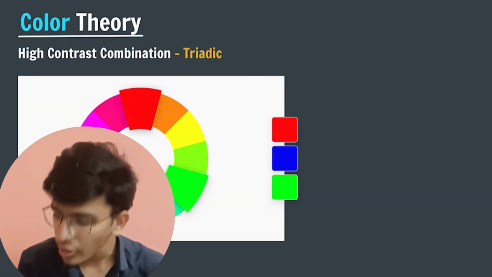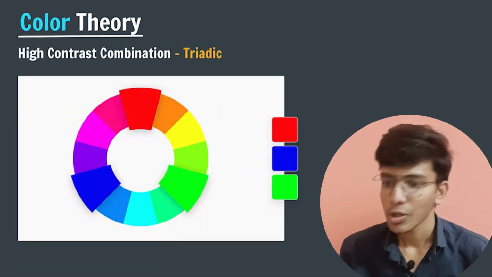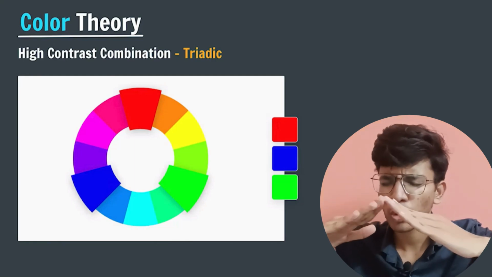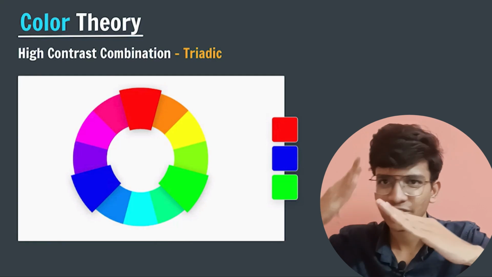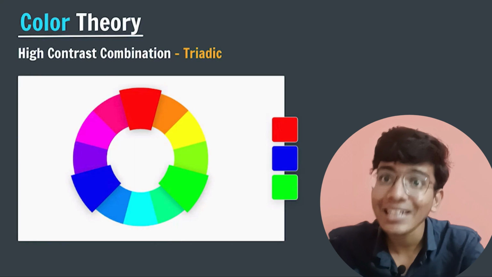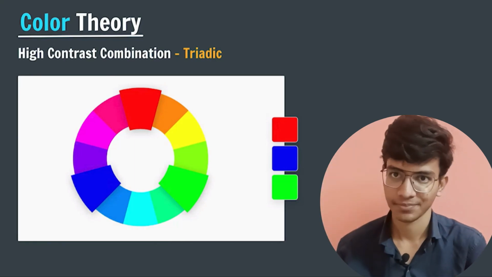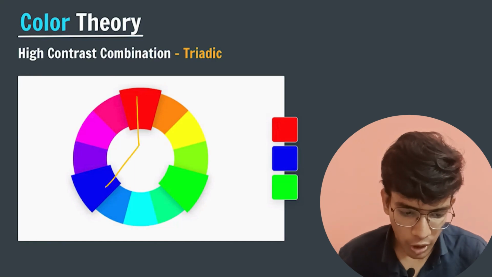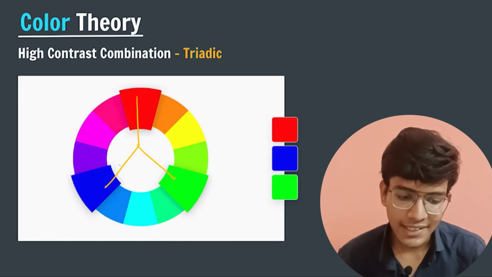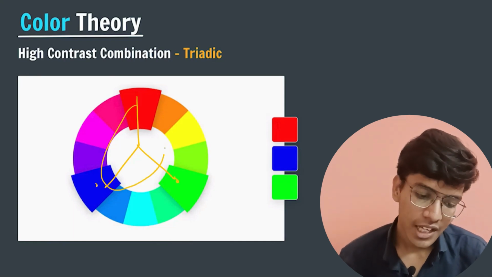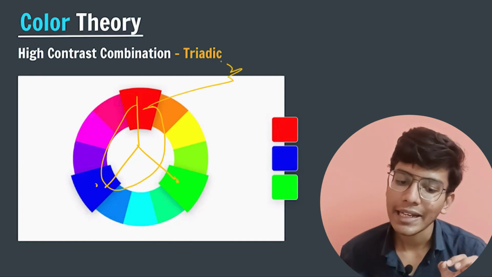Okay, now the third type is triadic colors. Triadic colors are nothing but, okay, this is a color. Now if you go 45 degrees to the left side and to the right side, whatever colors you are getting, those three colors we call triadic colors. Okay, here this is a red color. Now if you go 45 degrees on the left side and right side, then you will get these colors, right? So combining these three colors, we call them triadic colors.